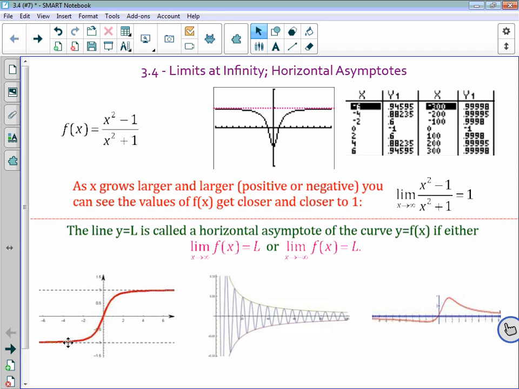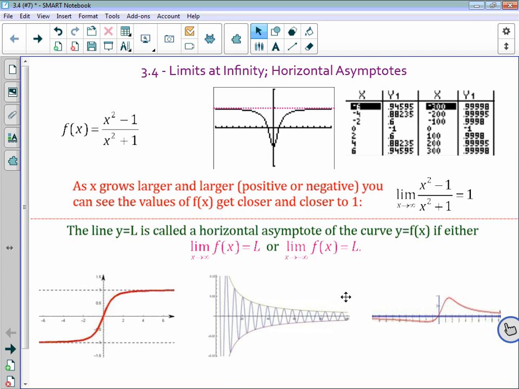So like here, as we go out to the right, it's approaching, I think this is 1 here, but it's approaching whatever that value is as we go to the right. As we go to the left, it's approaching a different value. So how many horizontal asymptotes do I have in this first graph? I have 2. I have 1 up here, 1 down here, right?